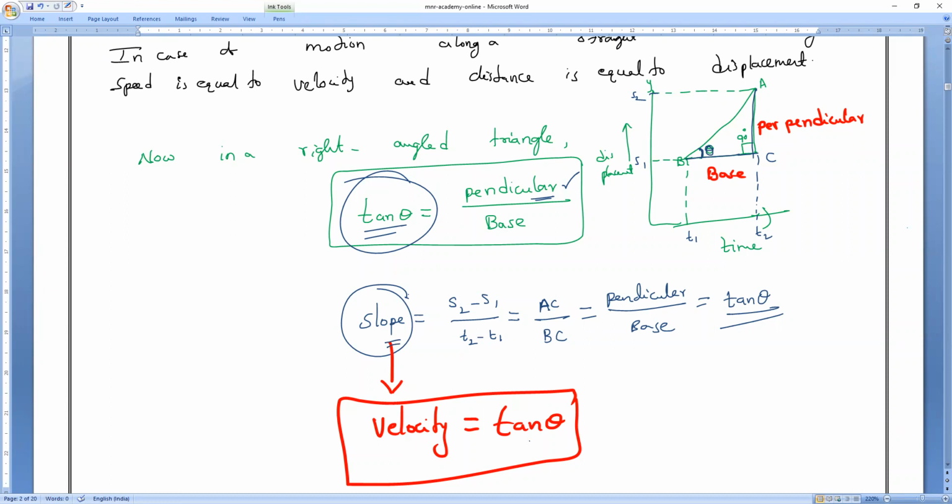So velocity is equal to what? Everybody can tell me. Velocity is equal to the slope of the graph, then velocity is equal to what? Tan theta. Any doubt? Anybody can ask. Clear, guys? Please respond.